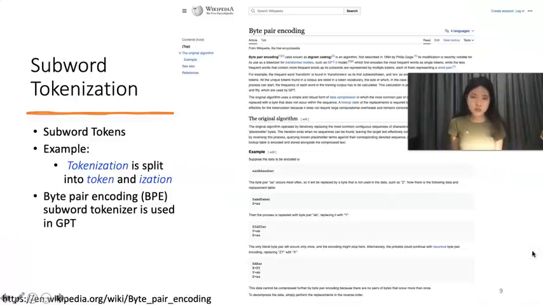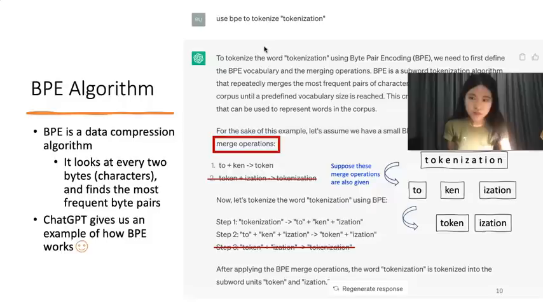So in terms of BPE, this is the Wikipedia page for the BPE algorithm. And one thing about BPE is that it uses subwords. So what are subwords? Basically, every 2 bytes or every 2 characters that you look at, you find the most frequent byte pairs. That's the so-called byte pair. And essentially, BPE is a data compression algorithm.